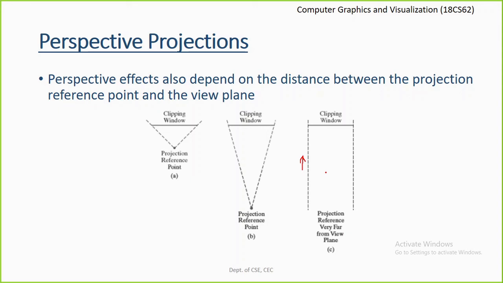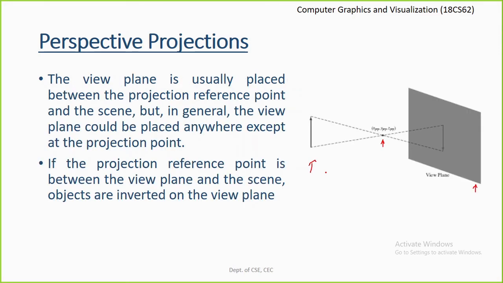So perspective effect depends on the distance between the view plane and the projection reference point, and also the distance between the view plane and the object. So two distances change the way in which we can achieve the projections of a given object. One is the distance between the object and the view plane. Second is the distance between the view plane and the projection reference point. Also, if the projection reference point is placed in between the object and the view plane, the projection of the object on the view plane will be inverted, as we have just seen in this particular example.